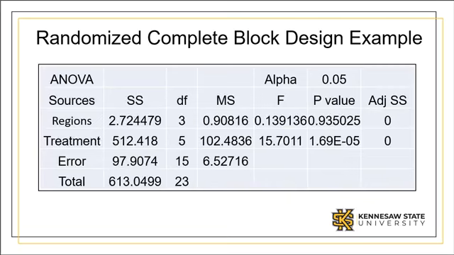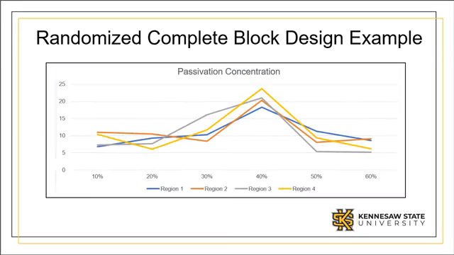Here is our statistical analysis. We see that there is a significant difference in the treatment, as evidenced by the low p-value, but not in the regions. If we plot the passivation concentrations by region, we can see that 40% offers the most protection. Also note that the lines all appear to be reasonably parallel, so we assume that there is no interaction.